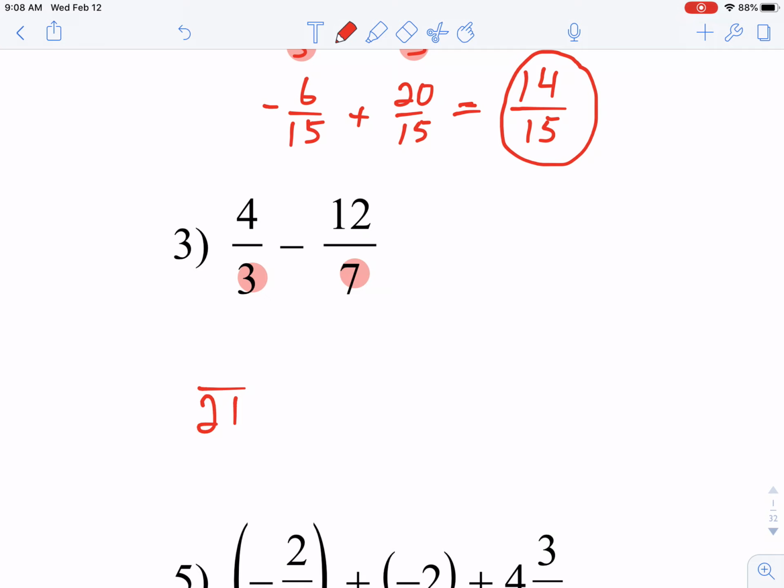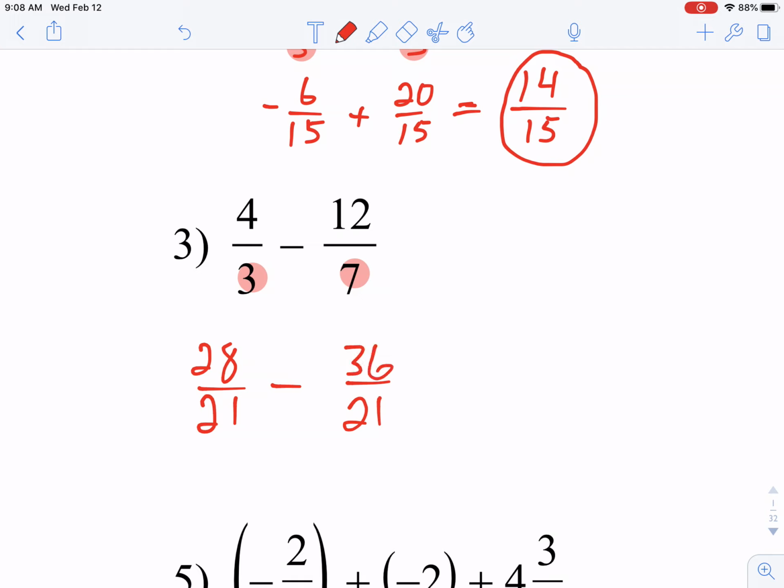So to make 3 equal 21, we got to multiply by 7. So 7 times 4 is 28. Bring down your minus sign. And then we got to do the same thing to the next fraction. To make 7 equal 21, we got to multiply by 3. And we got to do that to the top as well. So 3 times 12 is 36.